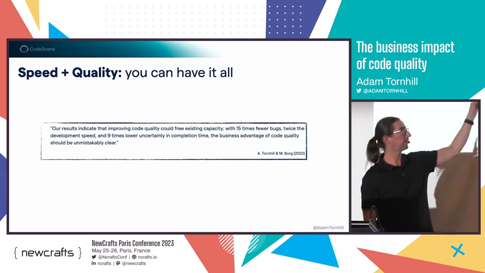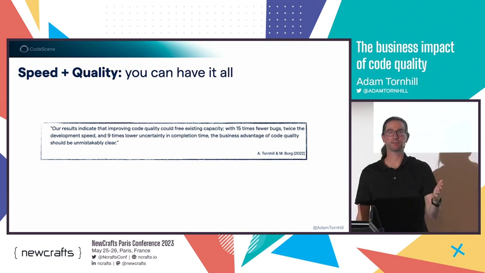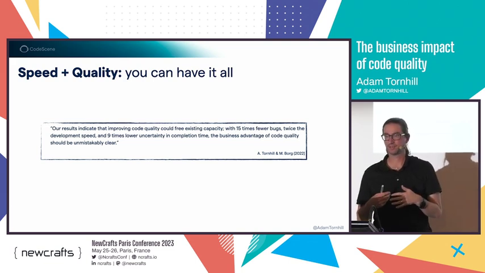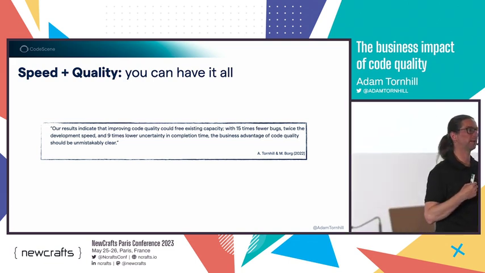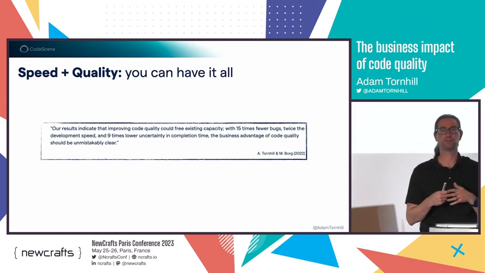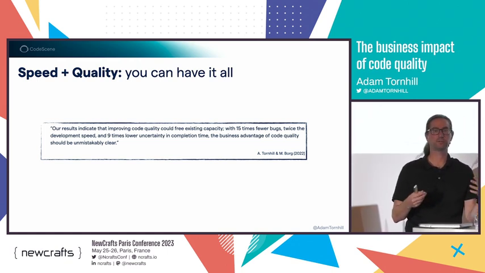But what we find here in the data is the opposite. We actually find that if you want to have high quality, then you also need to be able to move fast. There is no trade-off. In fact, the opposite is true, right?